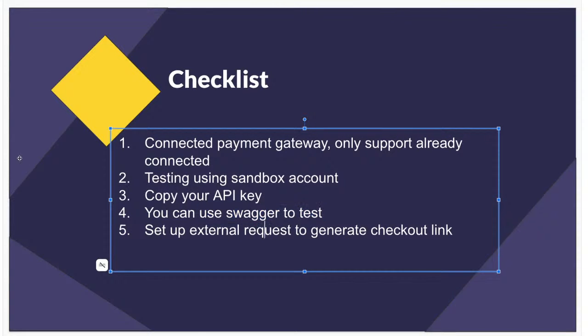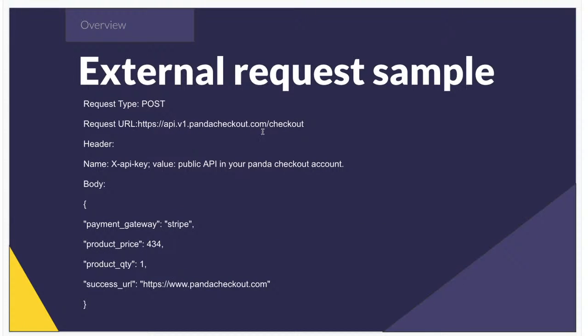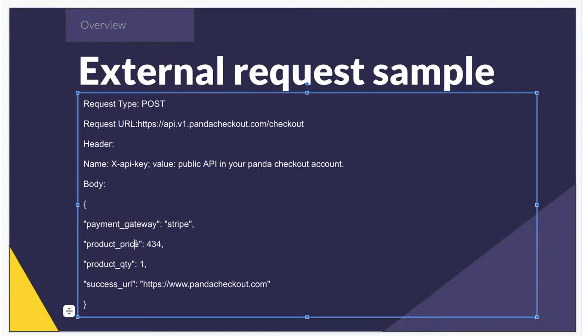Okay, and here's a little detail about how to set up the external request. You need to make sure that the payment gateway is correct. If you want to request a one-time payment and a subscription, it's different. And the price, quantity, and the URL you want to redirect the user to after the purchase. Okay, so that's for today's video. It's just to show you how to generate dynamic checkout links.